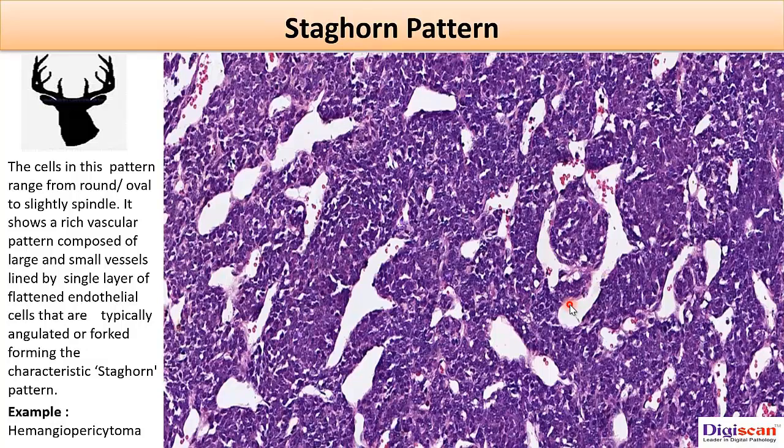Then we have the staghorn pattern. The cells in this pattern range from round to oval to slightly spindle. It shows a rich vascular pattern composed of large and small vessels lined by a single layer of flattened epithelium that are typically angulated or forked, forming a characteristic staghorn pattern. So here we see that these are irregular in shape with pointed extensions resembling the staghorn of a deer. So this is called staghorn pattern. The characteristic example of this pattern is hemangiopericytoma.